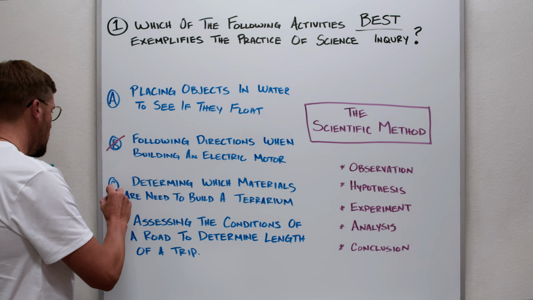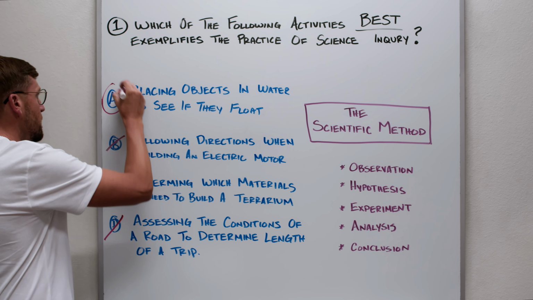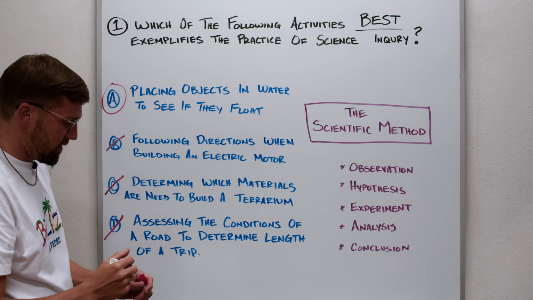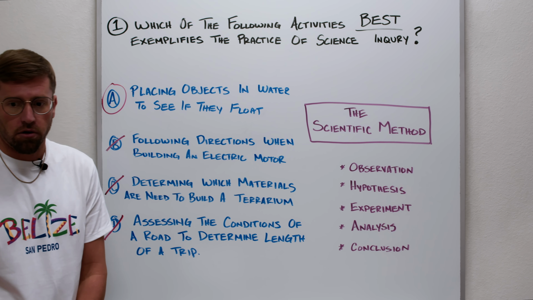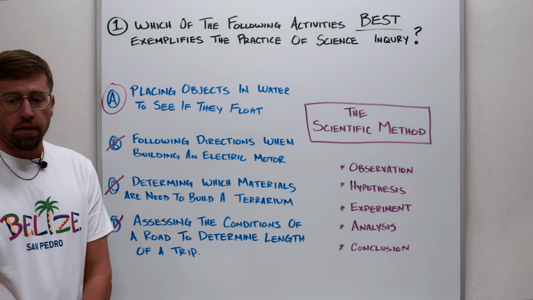So C also does not sound like a good answer, which in this case, our answer is A, placing objects in water to see if they float. You can make hypotheses or observations and go from the scientific method from there. This was number one.